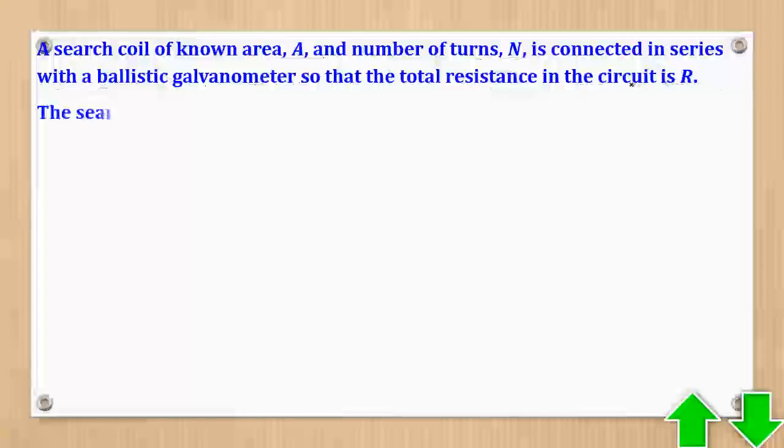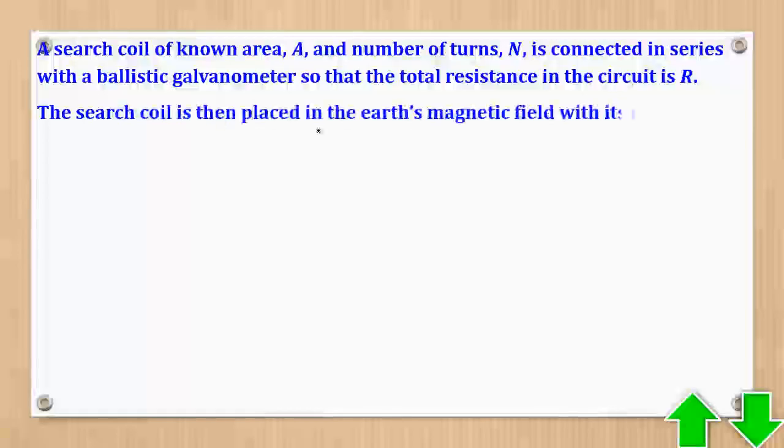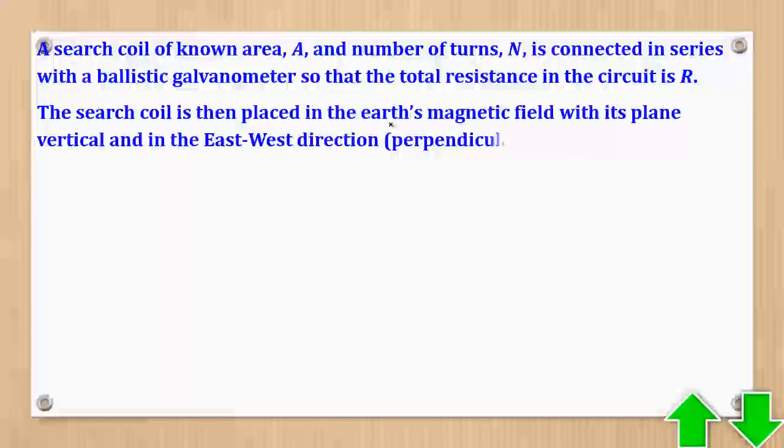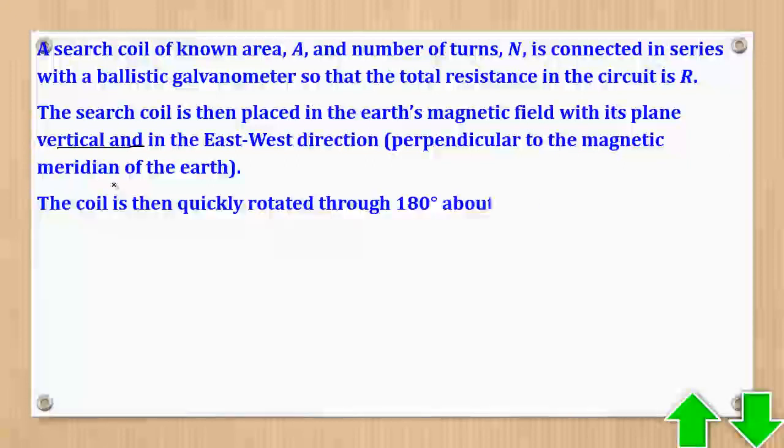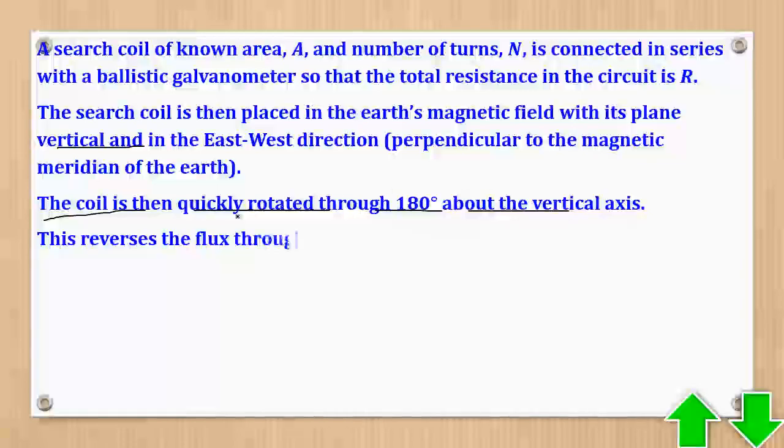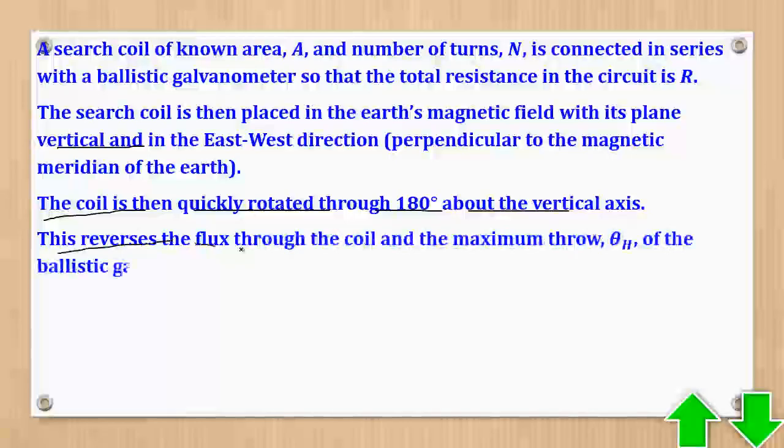Okay, the search coil is then placed in the Earth's magnetic field with its plane vertical. With its plane vertical, that means we want to get the horizontal flux density. So the coil is then quickly rotated through 180 degrees about the vertical axis. This reverses the flux through the coil, and the maximum throw theta H of the ballistic galvanometer is noted.